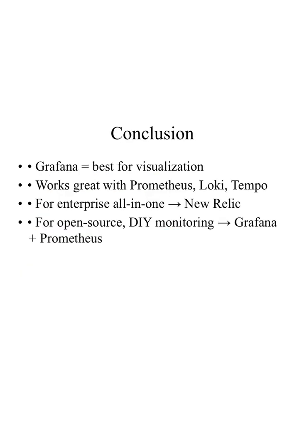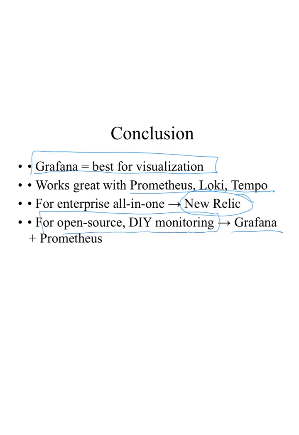Lastly, conclusion: Grafana is the best visualization tool. It works very well with Prometheus, Loki, and Tempo. But if you want everything and if you have money, you will use New Relic without any doubt. Also, some teams use New Relic and Grafana both, right? And for open source, do-it-yourself monitoring, you will use Grafana and Prometheus, right? So that's it. Also, if you want to set up for your local application, Grafana and Prometheus you can use because both of them are open source.